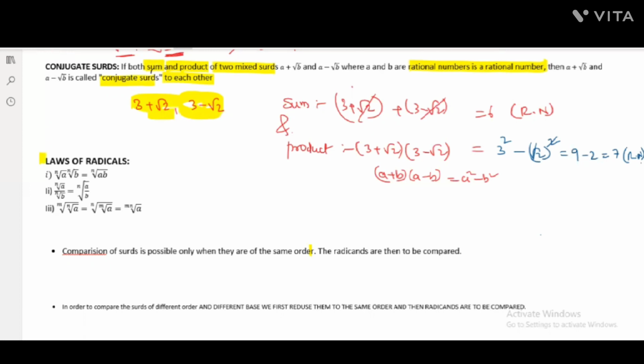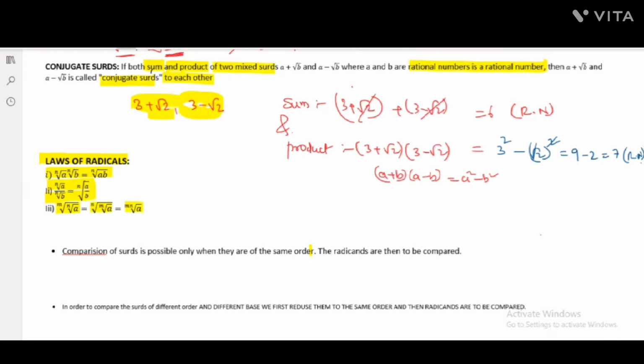Next comes the laws of radicals. Here we have a few laws. One is nth root of a into nth root of b is nth root of ab. nth root of a by nth root of b, we can write as nth root of a by b. And mth root of nth root of a is equal to nth root of mth root of a is equal to mnth root of a.